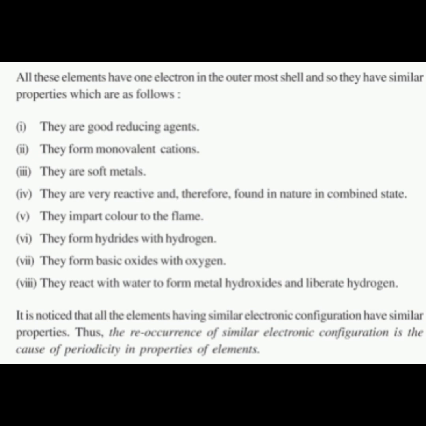It is noticed that all the elements having similar electronic configuration have same properties. Thus, the reoccurrence of the similar electronic configuration is the cause of the periodicity in the properties of elements. So, this is very important. If they ask what is periodic properties of elements and how it occurs, then you have to write it. So, here what happens is, it is noticed that all elements have a similar electronic configuration.